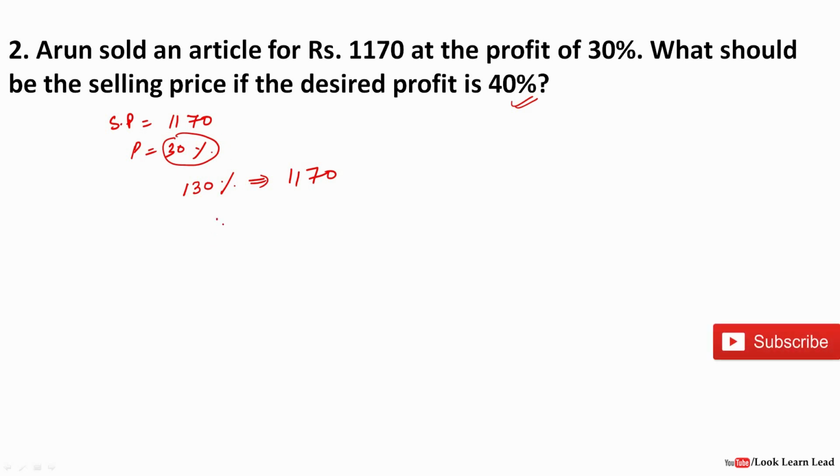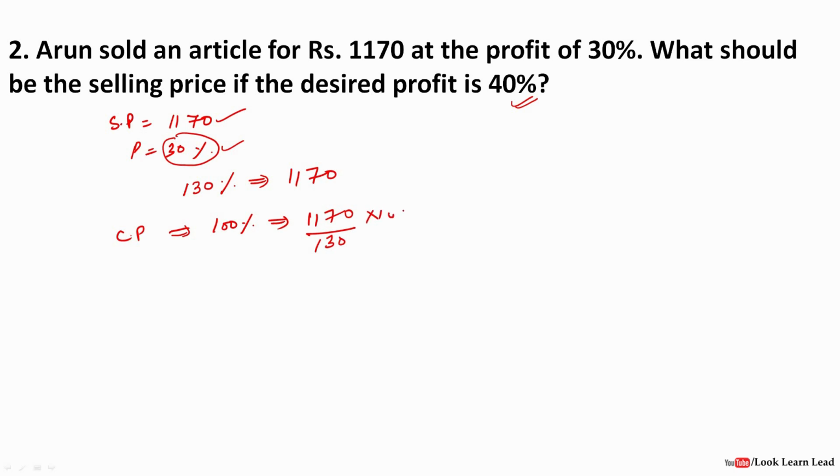So 100% would be what? If you calculate the 100%, it would be our cost price. You understood what we are doing: if the selling price is given and we have a profit of 30%, the selling price is 130%. So 100% would be the cost price. So it is 1170 upon 130 into 100. Okay, so you can calculate this. You will get 900, 9 thirteens are 117. So your cost price for now is 900.